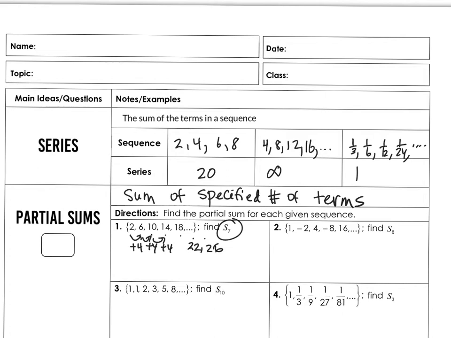So for the sum of the 7 terms, I could just take my calculator and add them all up: 2 plus 6 plus 10 plus 14 plus 18 plus 22 plus 26, and you get 98. Whenever they're just asking you to sum so many terms and they give you the sequence, you can just add them all up.